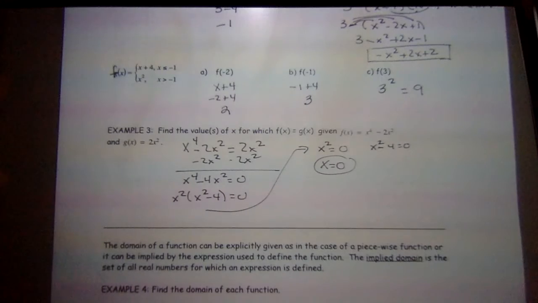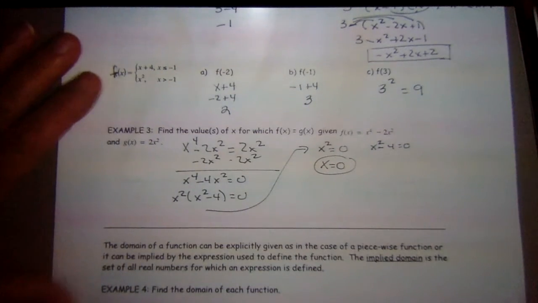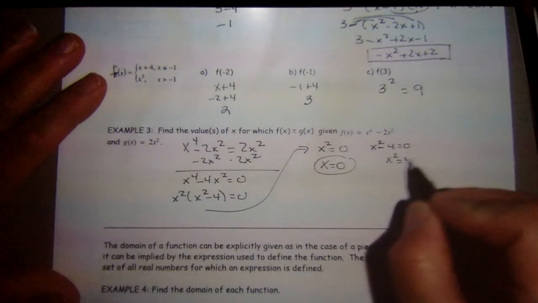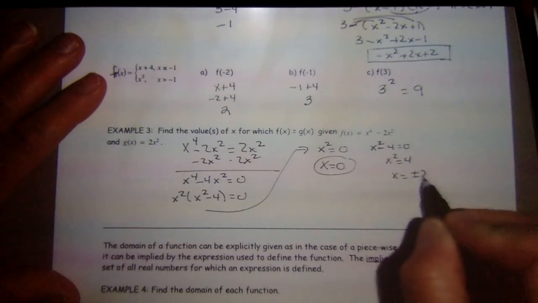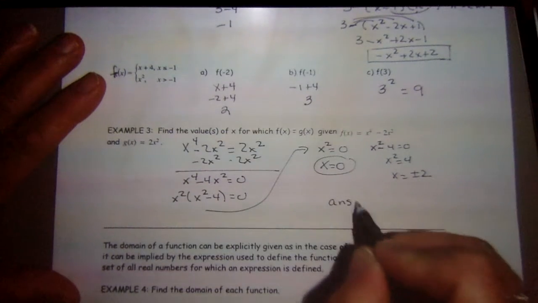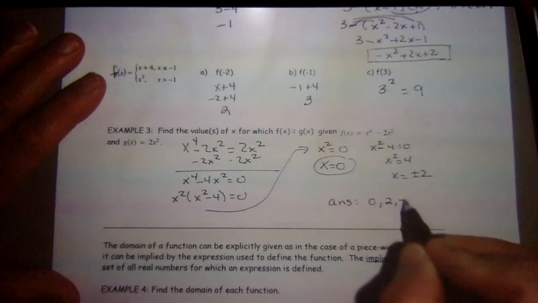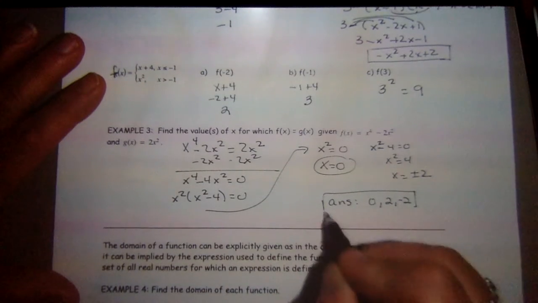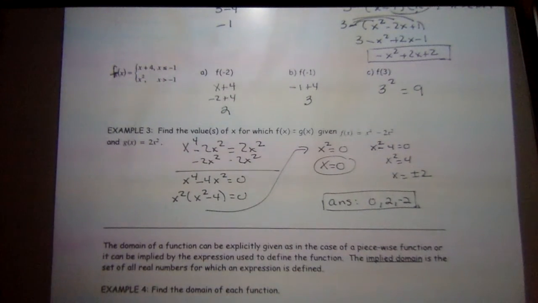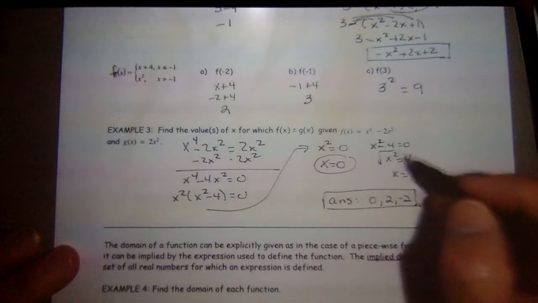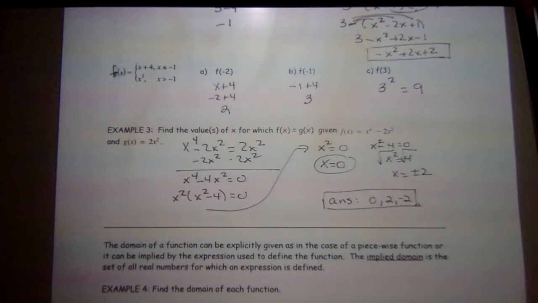X squared equals 0, x is 0. X squared equals 4, so x equals plus or minus 2. So the answer is 0, 2, negative 2. Don't forget, when you solve an x squared and you're square rooting, you've got plus or minus. Only when you square root to solve an equation do you do plus or minus. Questions?